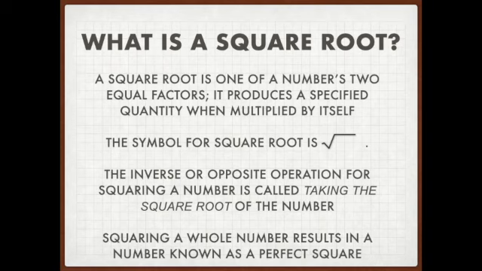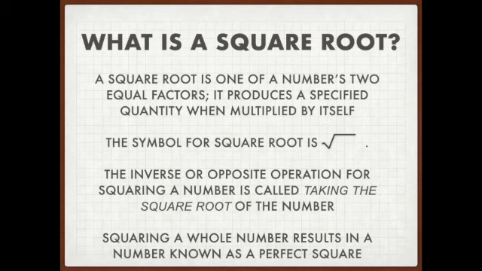So the square root of 25 would be what times what. It has to be two of the same numbers that equal 25. One number times itself equals 25, and that's 5. So the square root of 25 would be 5. So if I have 5 squared equals 25, if I go the opposite direction, the square root of 25 would give me 5.